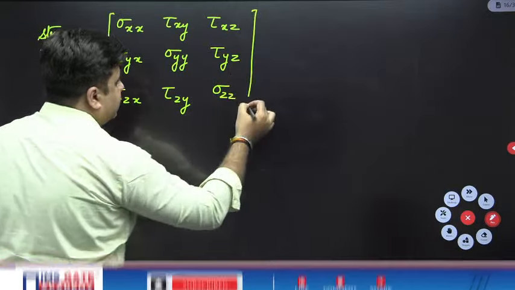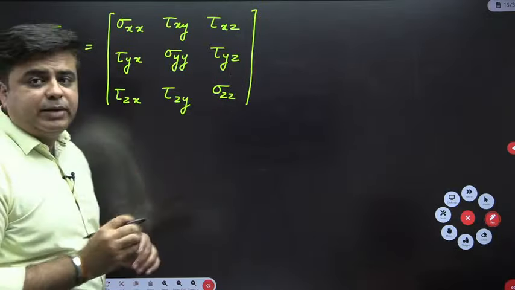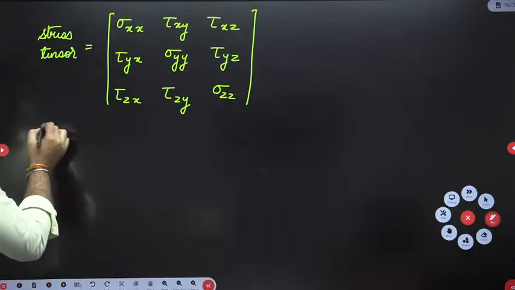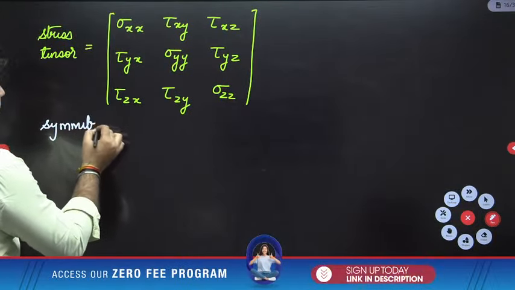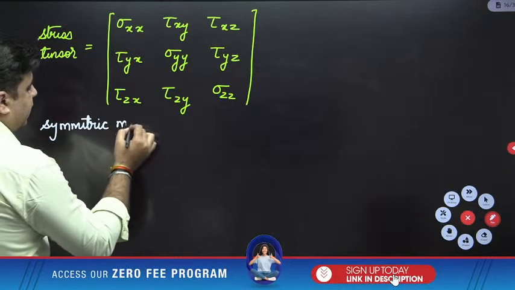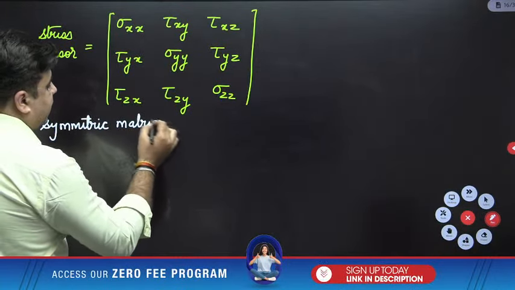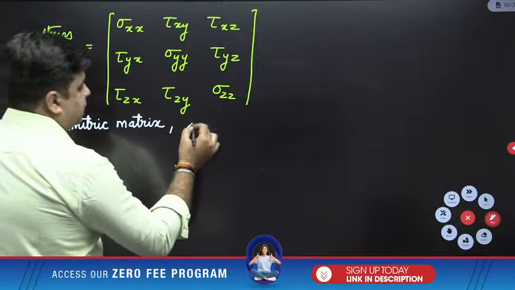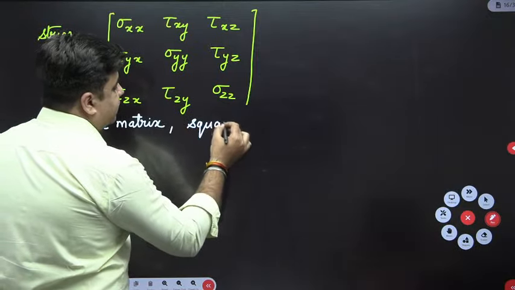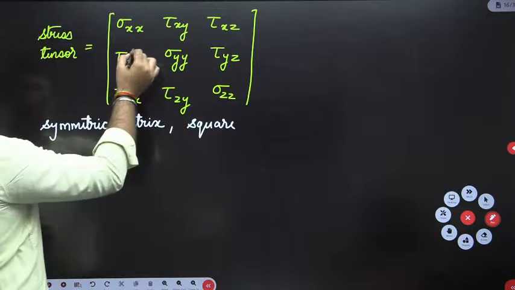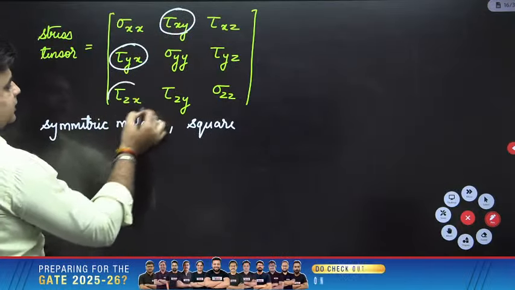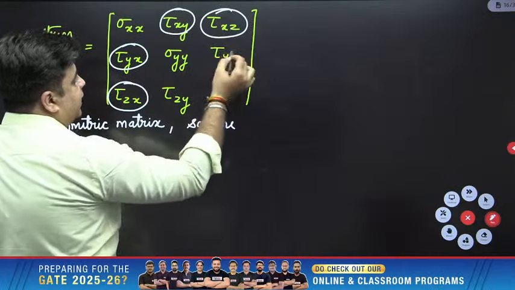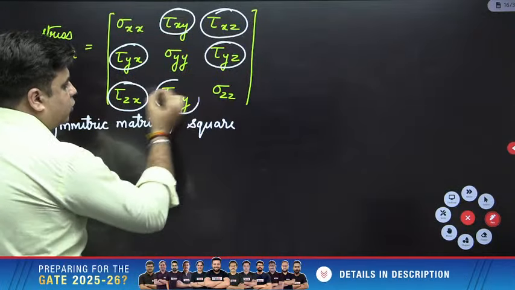What we say is that this stress tensor is a symmetric matrix. It is a symmetric matrix, and it is also a square matrix. It is a square symmetric matrix. So if I am saying square symmetric matrix, it means this element should be equal to this element, and this element should be equal to this element.